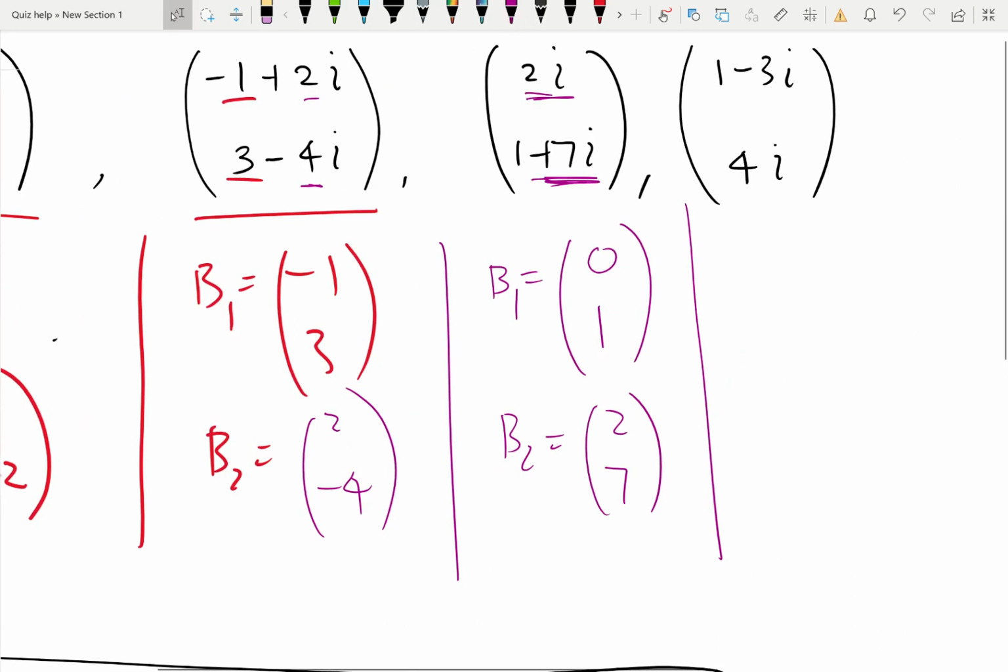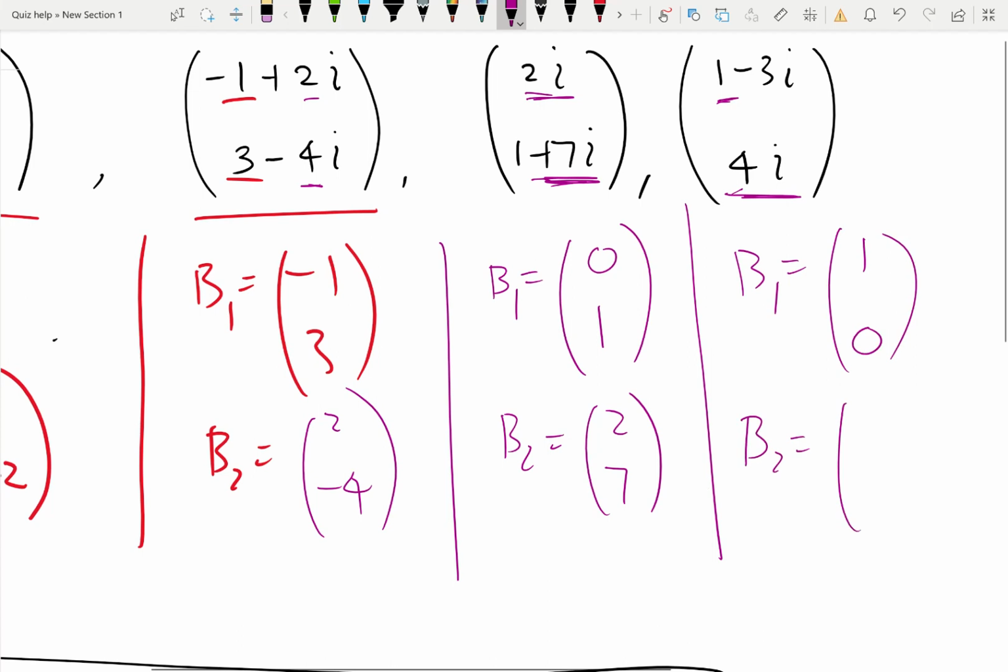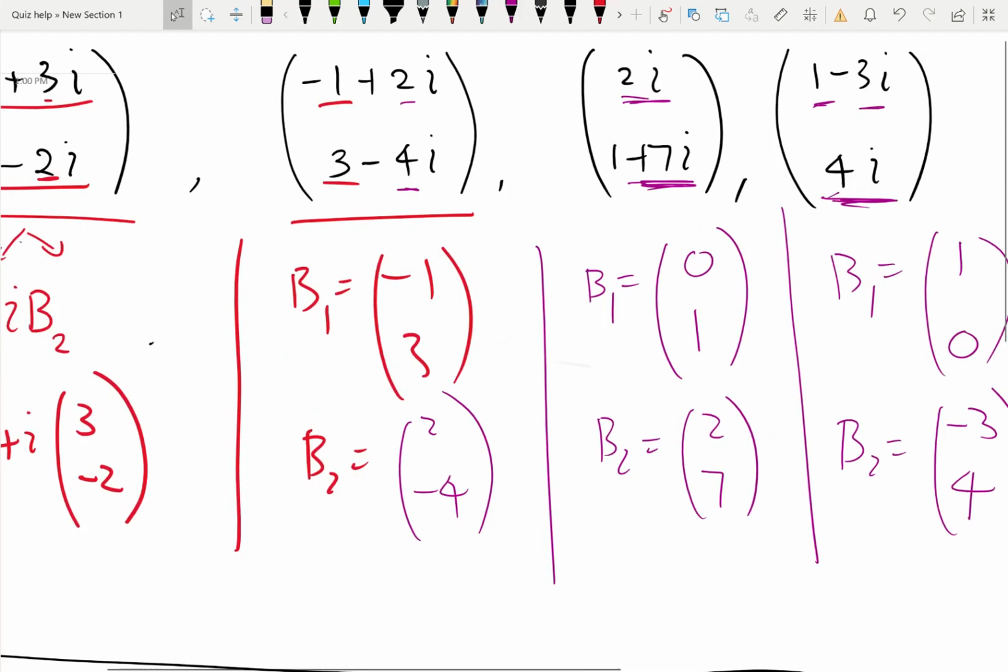Finally, let's do one more example and move on to the other topic. b1 here is, real part is 1. Real part on the second row is nothing, right? 0. b2, imaginary part here is -3. Here 4. Okay, so that is how you find b1 and b2.